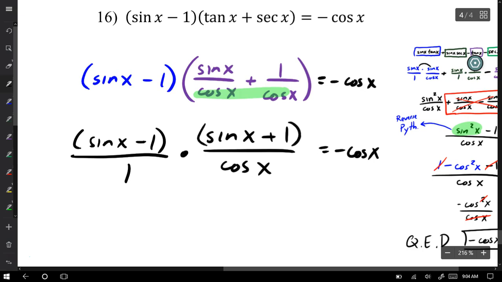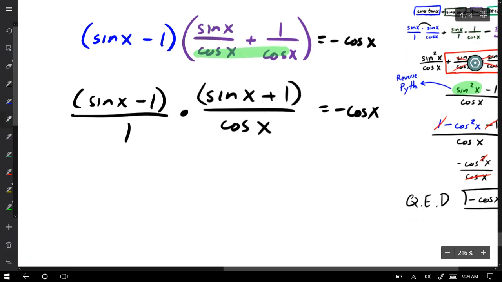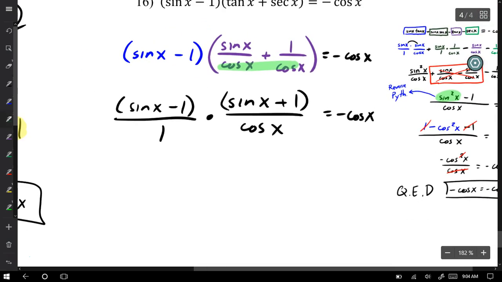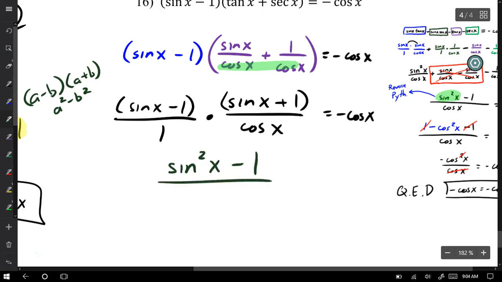If I take a look there, I can distribute, and I'm not going to distribute all of it. I'm going to take a look and see that these are conjugates of each other. They are the same terms, the opposite operations, which is the idea behind difference of squares. And so I'm going to square the first term and subtract the square of the second term. And then on the bottom, 1 times cosine is cosine.